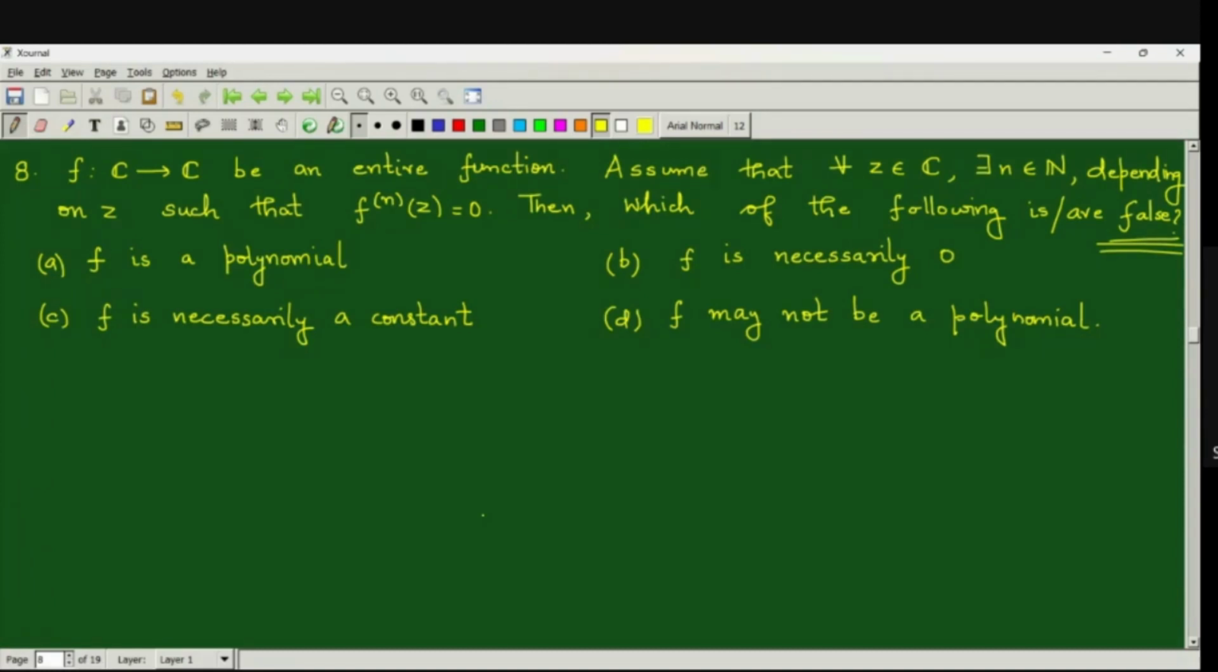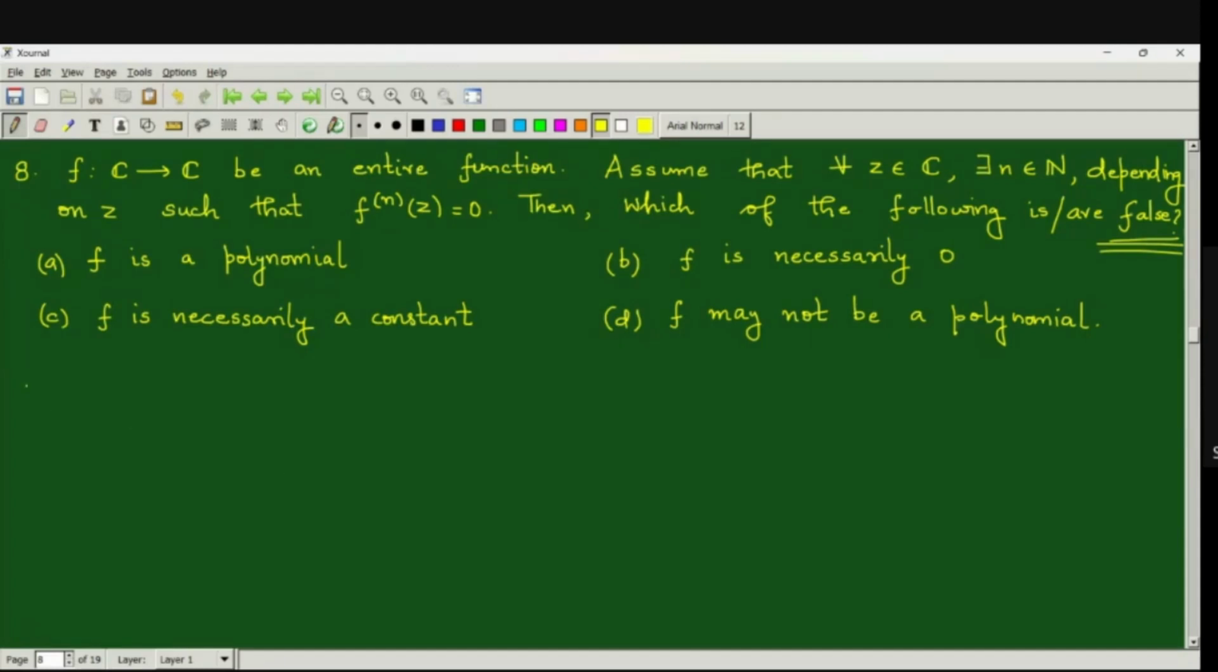So, have you proved that it is a polynomial? Or just looking at the options you told that BCD is false? Ma'am, it will be a polynomial of degree n minus 1. Yeah, it will be a polynomial. Can you prove that, I'm asking? Yes, ma'am. Okay.